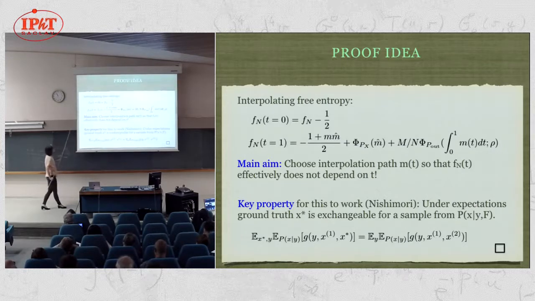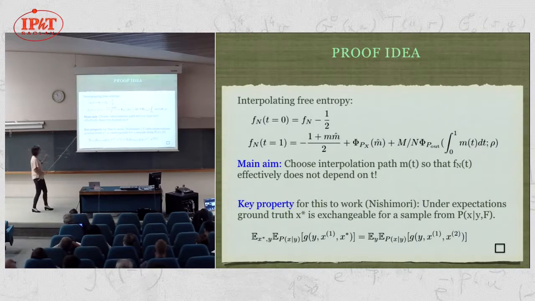So if ever we are able to show that as t is changing, this free entropy is not changing, we are done. But of course, that's the core of the proof. That's where the 40 pages of the paper go. And I will not be going through the details of that.